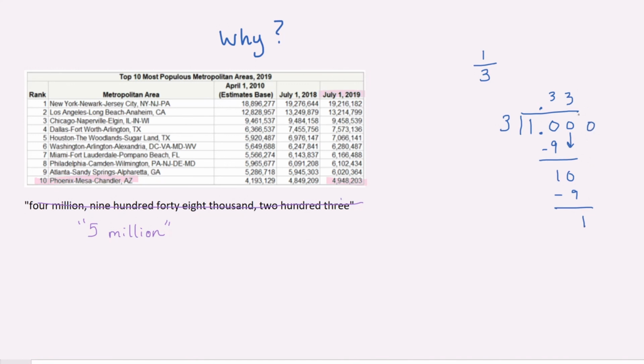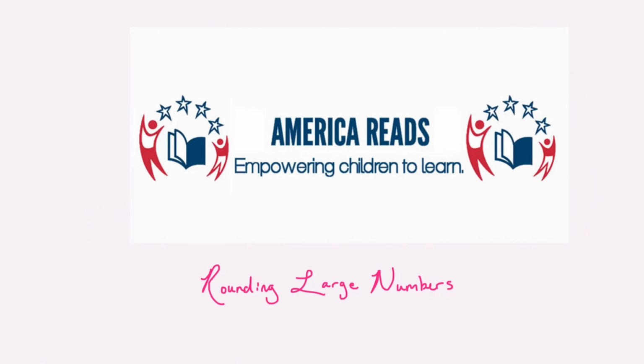You try this again, and you start repeating. You get 0.3333. You can't just keep going on forever, right? At some point you have to just round and say that 1 over 3 is about 0.33 or 0.333, wherever you want it to round. Well, that's all you need to know about rounding.